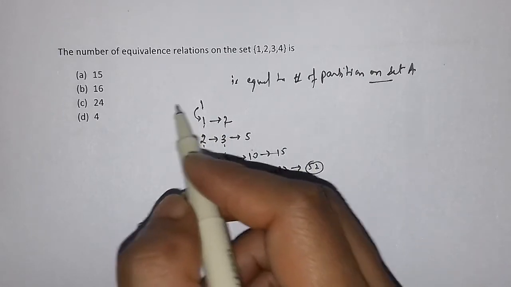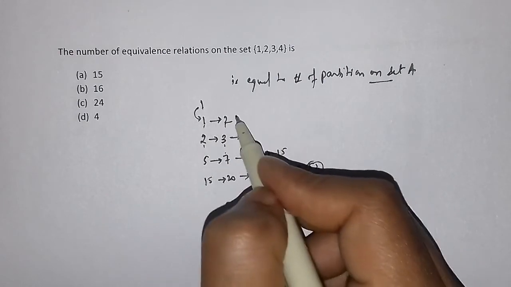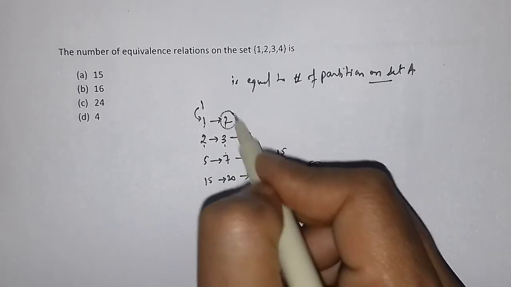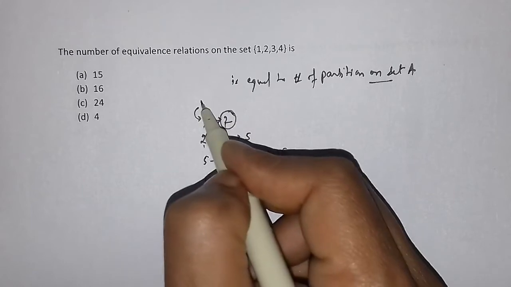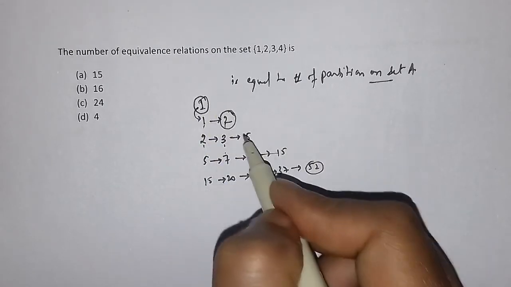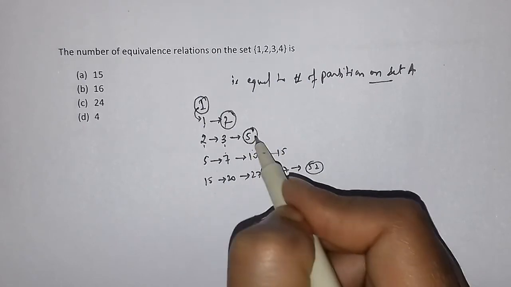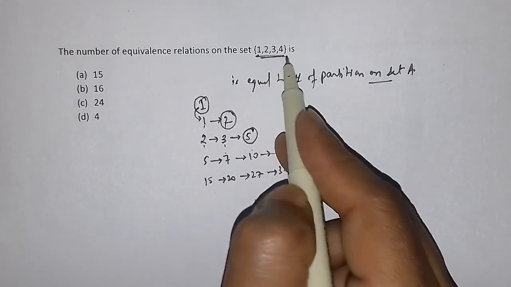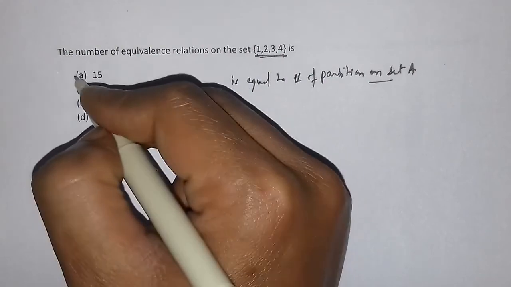So if the number of elements in this set is 2, we have 2 equivalence relations. If the number of elements in the set is 1, we have 1 equivalence relation. If the number of elements in this set is 3, we have 5 equivalence relations. If the number of elements in this set is 4, we have 15 equivalence relations. So option A is correct.